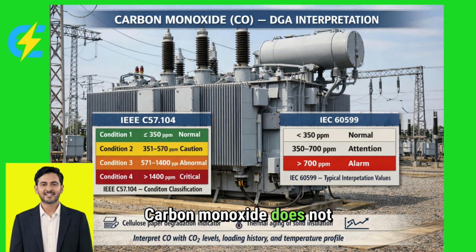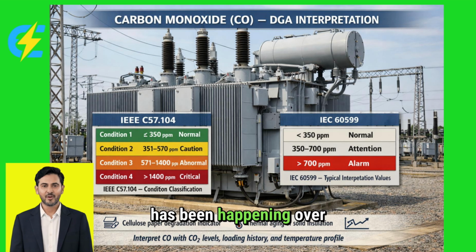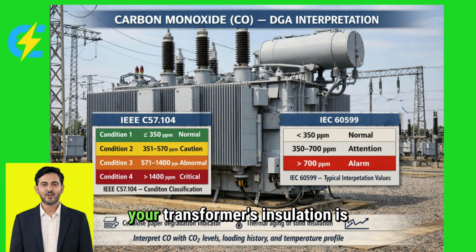Carbon monoxide does not demand panic. It demands planning. Fault gases like hydrogen or acetylene warn you about events that are happening right now. Carbon monoxide warns you about life consumption that has been happening over time. It's telling you that your transformer's insulation is being consumed and you need to plan accordingly.